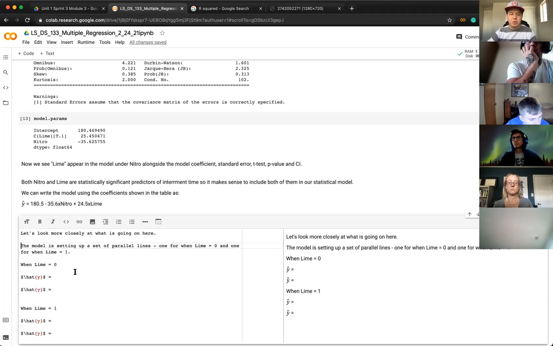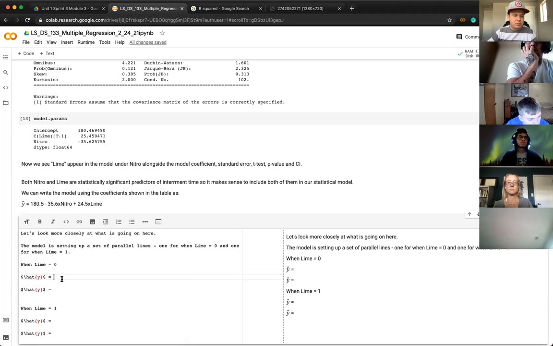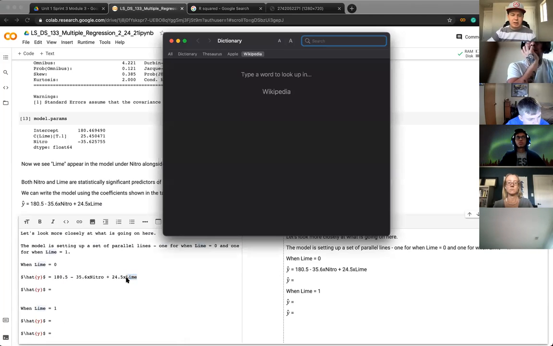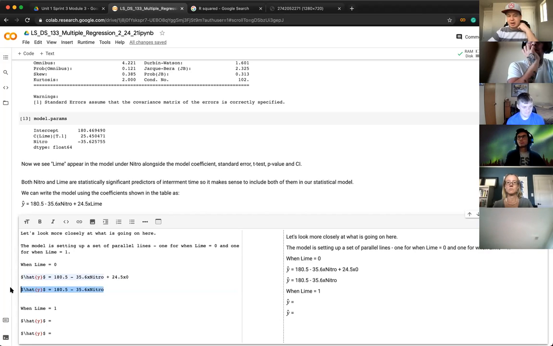Imagine when lime equals 0. Well, what would happen here? Here's my equation, right? If lime equals 0, then there's no value for lime. We're just multiplying 24.5 times 0, okay? So this whole lime term goes away. And we end up with one single line here, right? So this is a regression line at one point, okay?